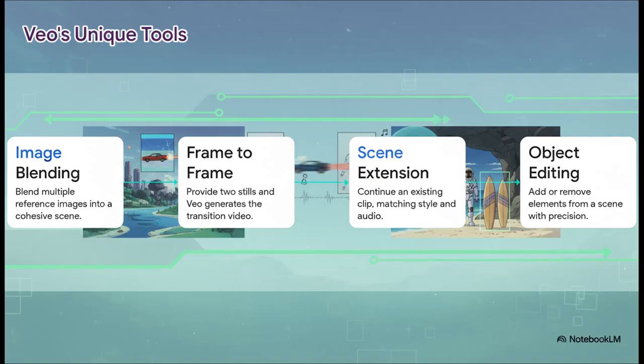And that control, it comes from four really unique features that Sora just doesn't have. First up, ingredients to video. This has you feed it multiple reference images and it just blends them into one cohesive scene. It's wild. Second is first and last frame. You give it a starting image and an ending image, and Veo will generate the entire video that transitions between them. Then you've got scene extension to continue a clip you already have. And maybe the biggest game changer of all, the ability to insert or remove objects with incredible precision. That's editor-level control right there.